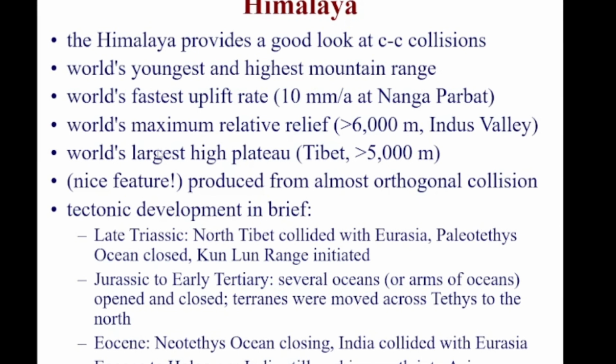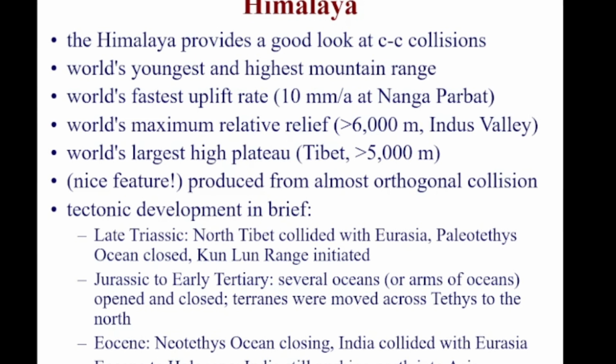Okay, tectonic development in brief. What are the tectonics? A little bit we discussed in the animation at the early stages and in the previous slides. Late Jurassic, what was the condition at that time? Northern Tibet collided with the Eurasian and the Paleotethys Ocean closed. The Kunlun range initiated. This was the scenario, which is the very initial stage of that collision.